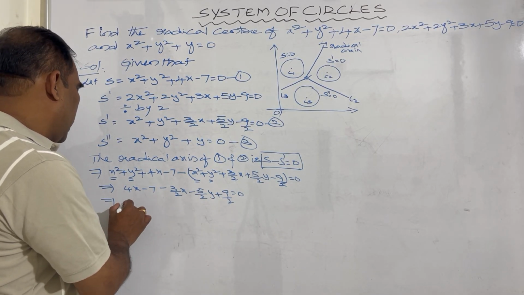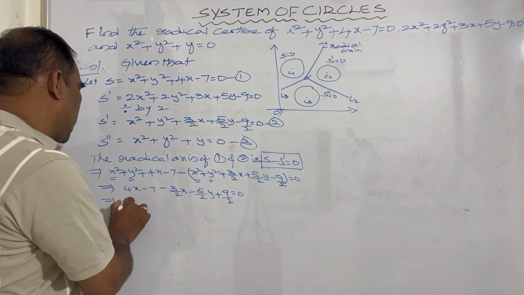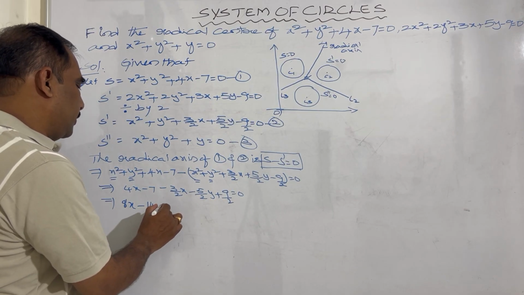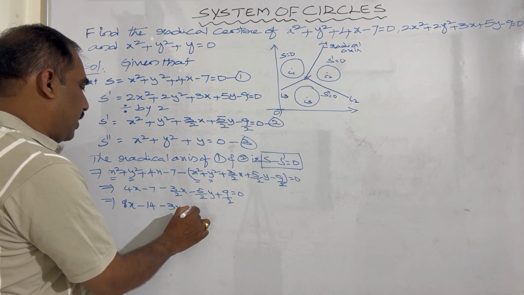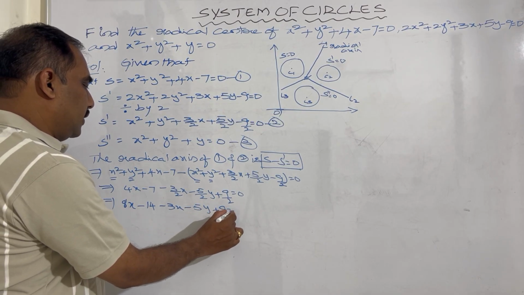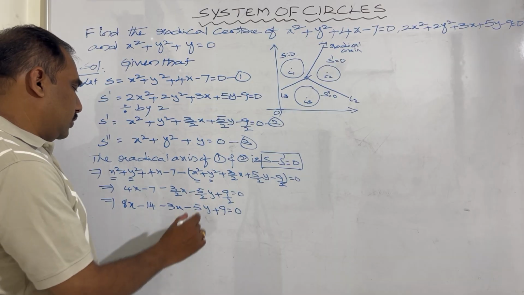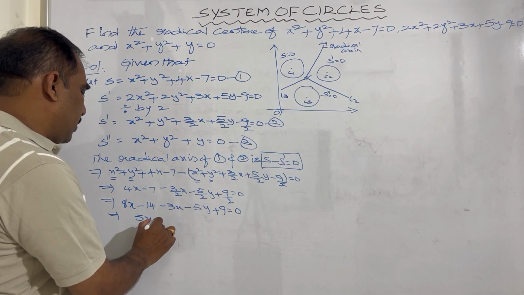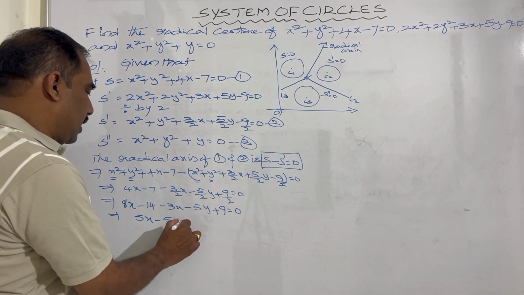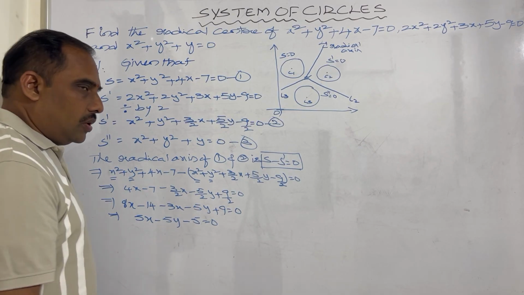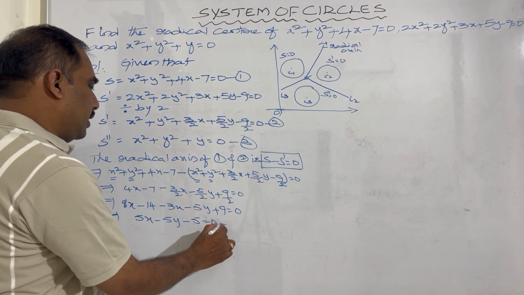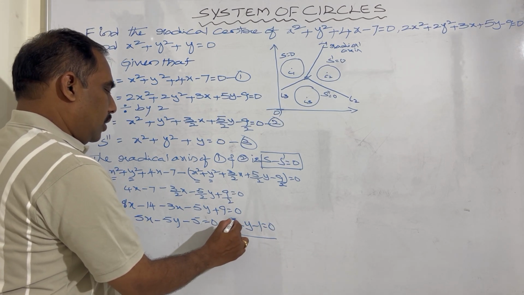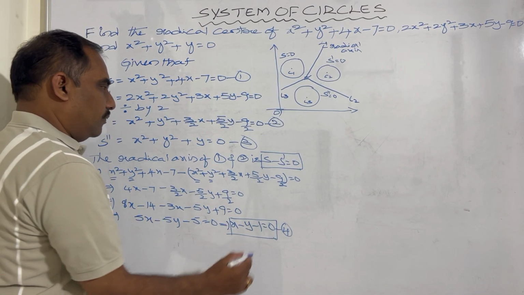When you take the LCM here, you get 8x, this is 8x and here minus 14, and here minus 3x, minus 5y and plus 9 is equal to 0. So now finally we get 8x minus 3x is 5x, minus 5y, and minus 14 plus 9 is minus 5, which is equal to 0. Further, if you reduce this, it becomes x minus y minus 1 is equal to 0.